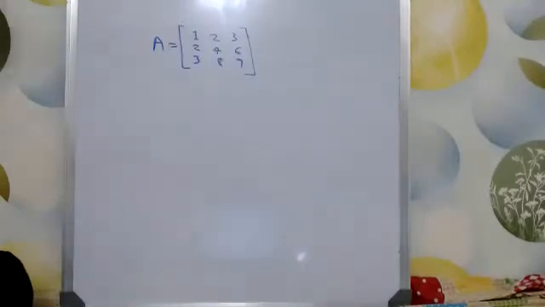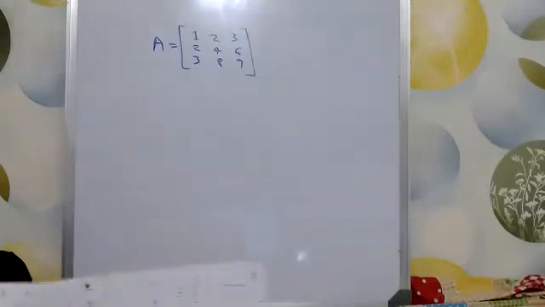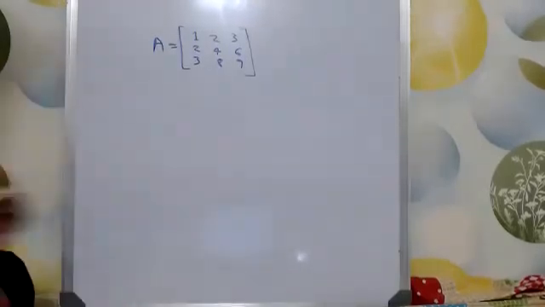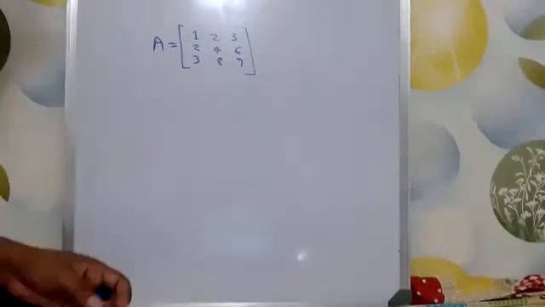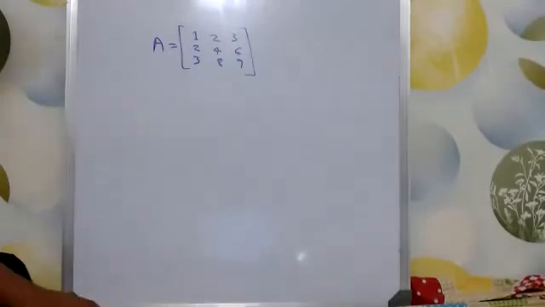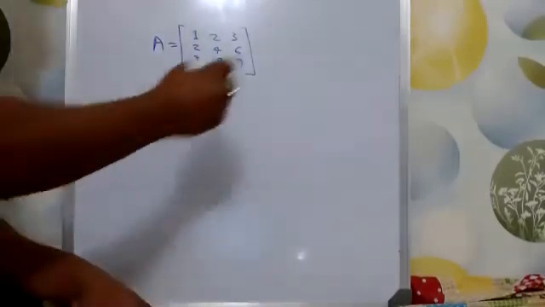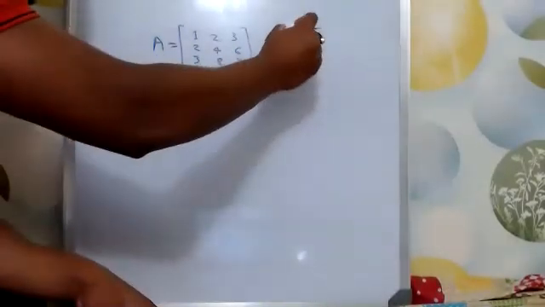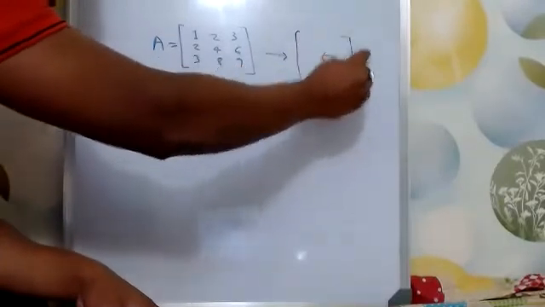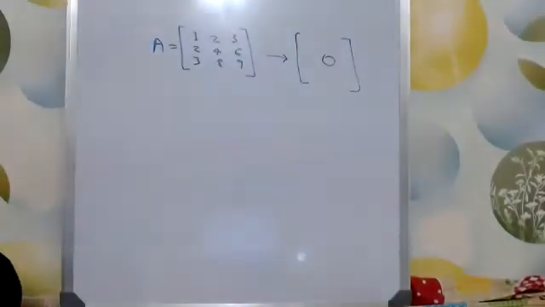Or there is a shortcut way actually. Let's not do it. There's a shortcut way. The shortcut way is we'll do one thing. We will apply elimination matrices and try to make this one the zero matrix. So we'll apply elimination matrices and try to make this a zero matrix.